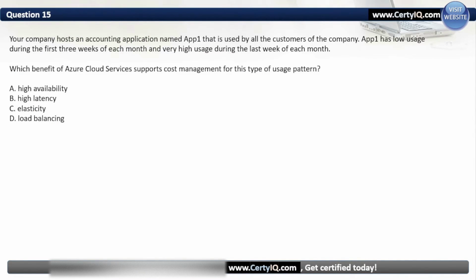Question 15. Your company hosts an accounting application named App1 that is used by all the customers of the company. App1 has low usage during the first 3 weeks of each month and very high usage during the last week of each month. Which benefit of Azure Cloud Services supports cost management for this type of usage pattern? The correct option is C. Elasticity.